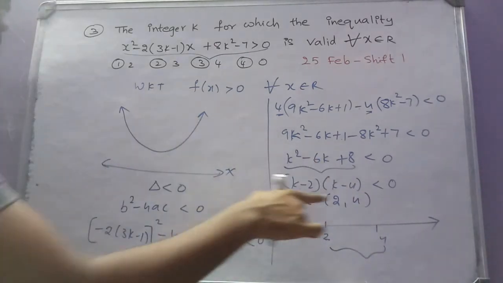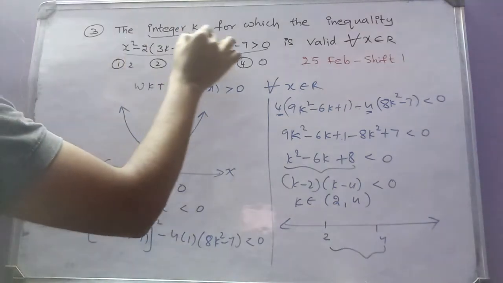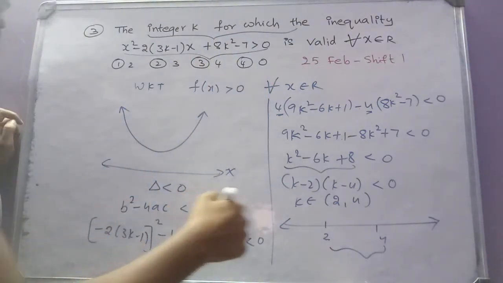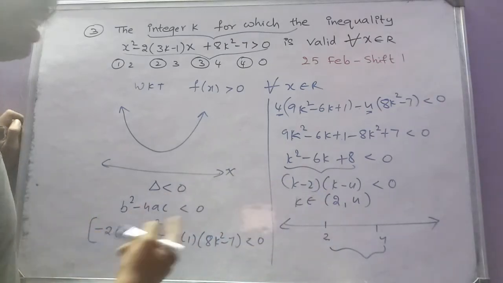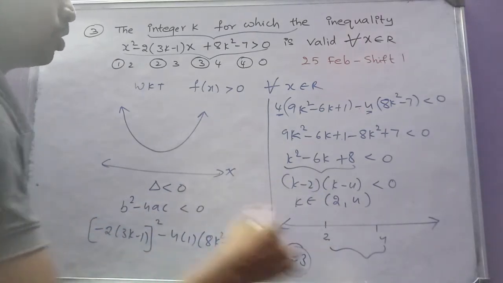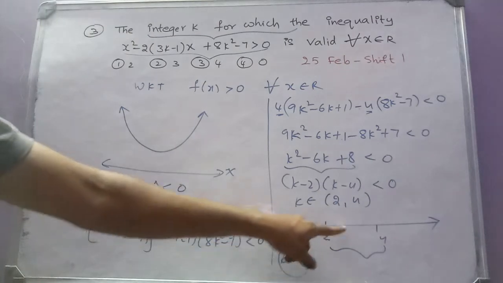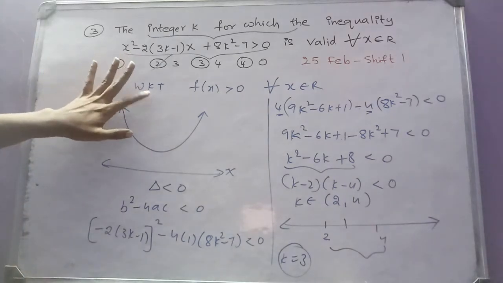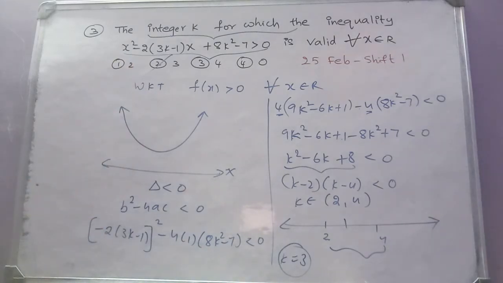And the only integer present in this interval, because they are asking the integer k for which this inequality is satisfied, right? The only integer k present in this interval is k equal to 3. Between 2 and 4, the only integer present is k equal to 3. So the option is the second option. Easy question, right? Very easy question. If you simply know this concept, you'll get the answer. We'll go with the next question.